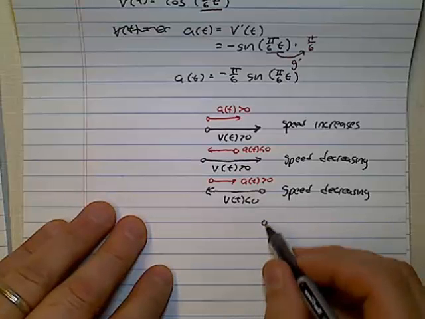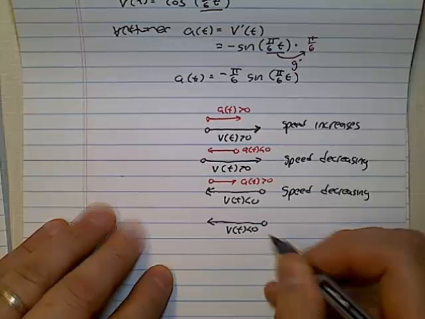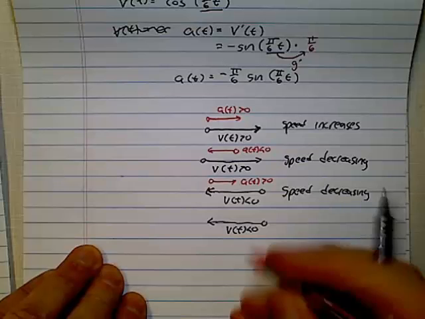The velocity and acceleration were opposite to each other, and that's what causes it to slow down. So now let's say the velocity is negative. That means, again, we're going to the left, because whenever the velocity is negative, we're going to the left. But now let's say the acceleration is negative.